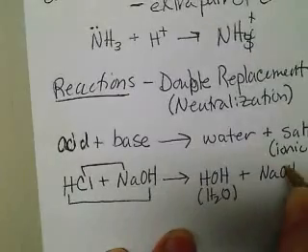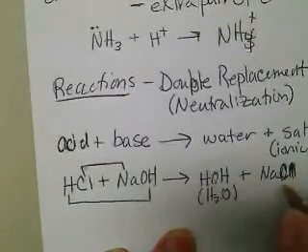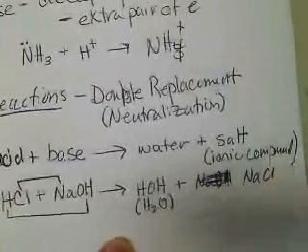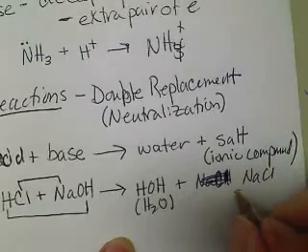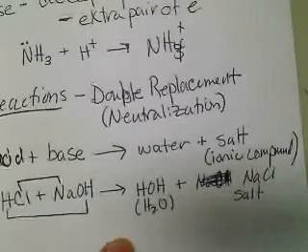I messed up. Sodium chloride. Okay, this is Cl minus. Let me just scribble this out because it's ugly. All right, this is NaCl. So NaCl, this is my salt, because look, it's my metal plus my non-metal, okay?